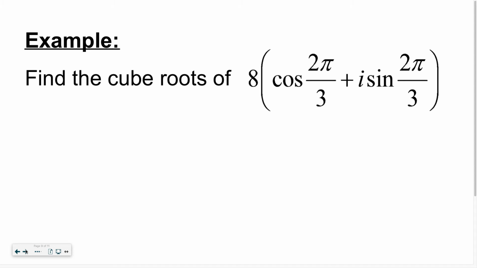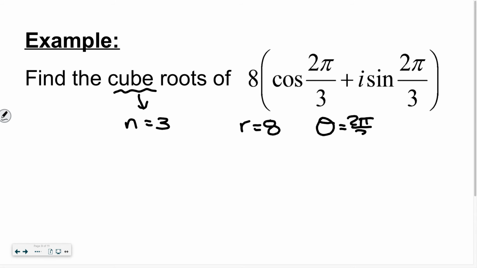So looking at your formula, all the things that you need to plug into the formula, this is great because we already know some things. What do we know? r is 8. We also know n. n is what value? 3, because we're doing a cube root. And we also know theta is 2 pi over 3. If you want to do it in radians, you can, or you can make the conversion here. 2 pi over 3 is what? 120 degrees. So I'm going to do it in degrees because I think it's a little bit easier.